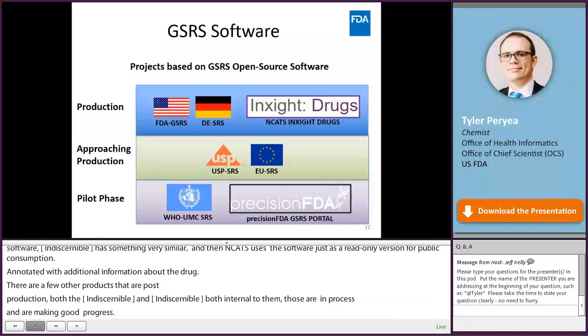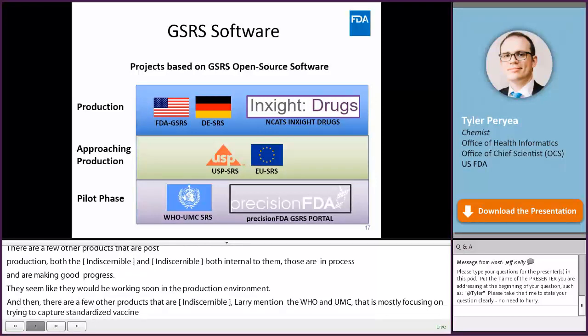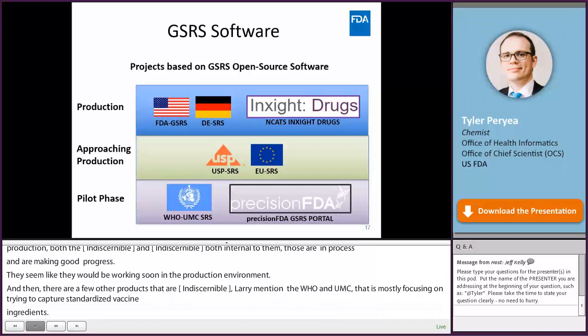And then there are a few other projects that are in pilot phase. Larry mentioned that there is a collaboration with the WHO UMC that's mostly focusing on trying to capture and standardize vaccine ingredients, and they have an instance of GSRS that's being used to pilot this. And there's some exploration about where that can end up going, and what the limits of that might be.